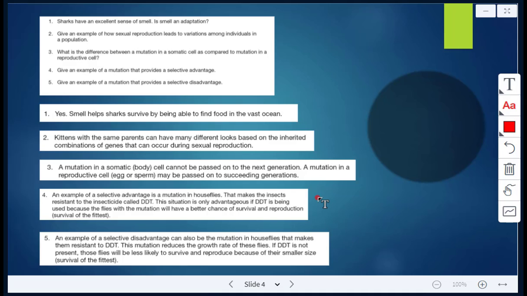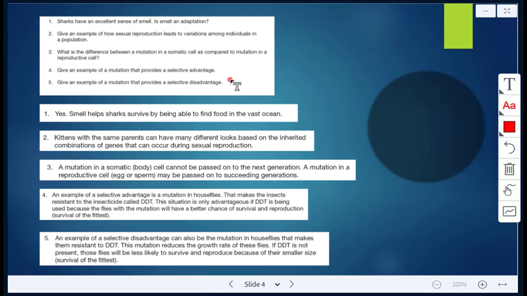So in this case, some insects were becoming resistant to DDT. So in this example, if DDT was still being used, the houseflies would then have a survival advantage.